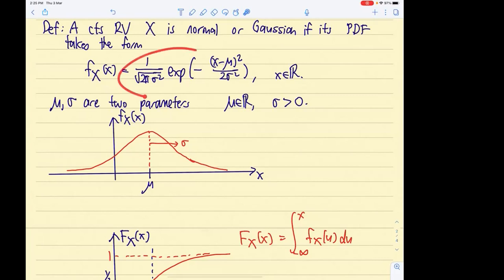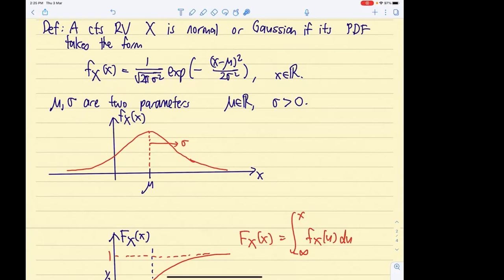So let's check whether it is non-negative. Now, this is a constant. It is a positive constant. We are good. This guy here, it is what? It's an exponential. Exponential of anything is positive. So these two things are positive. You multiply two positive numbers, you get a positive number. So this whole thing is non-negative. Good.